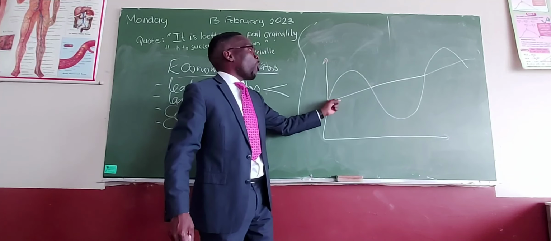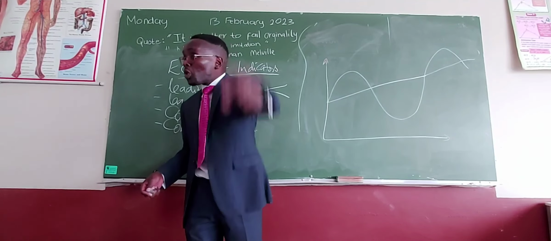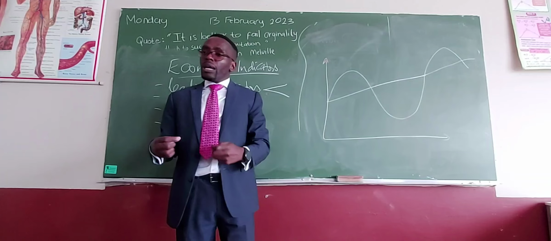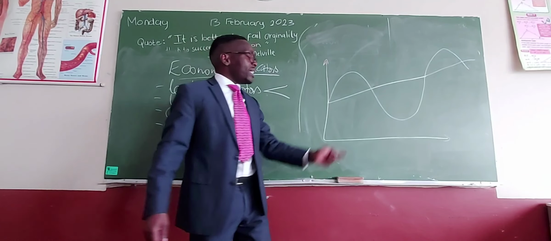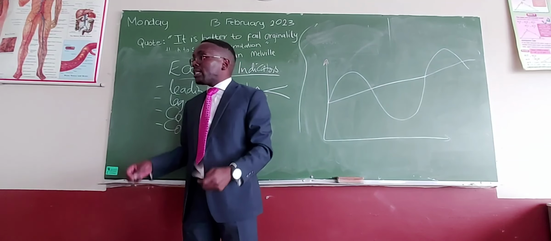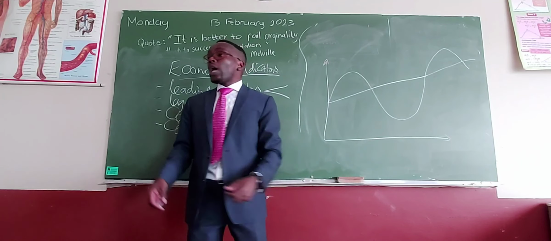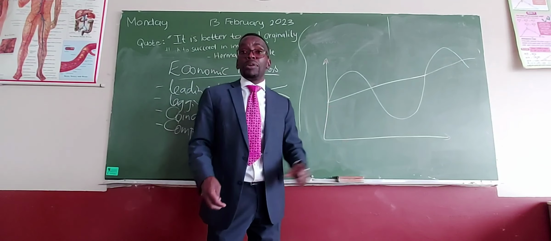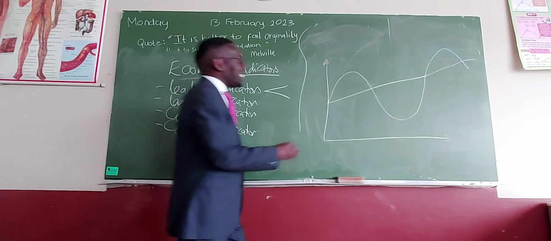In other words, when it goes up, it means the level of economic activity is also going up. When it reaches the peak, it means the level of economic activity has also reached its peak. When it starts going down and reaches a trough, it means the level of economic activity has also reached its trough. And this one is called a coincident indicator. But we are going to look at examples of such indicators. Then the next one that we are talking about is the leading indicator.